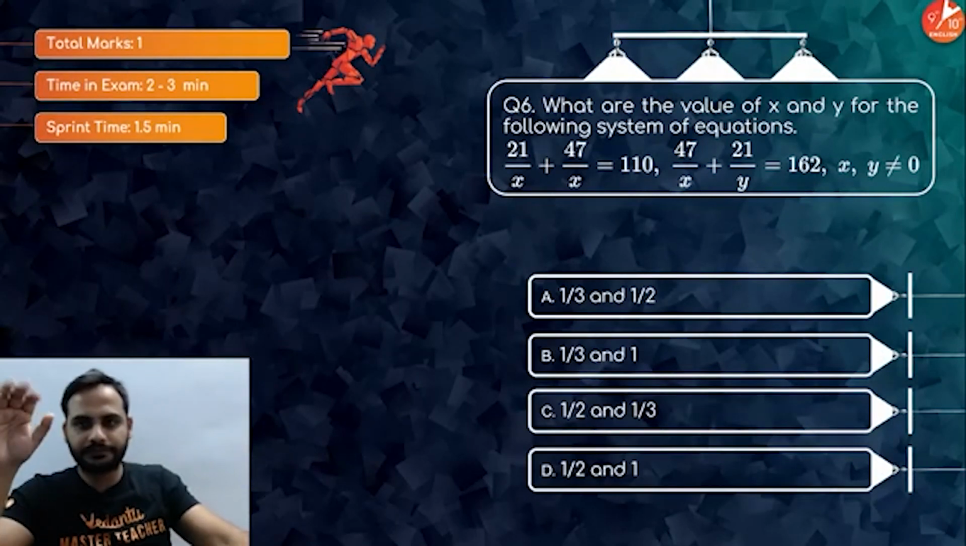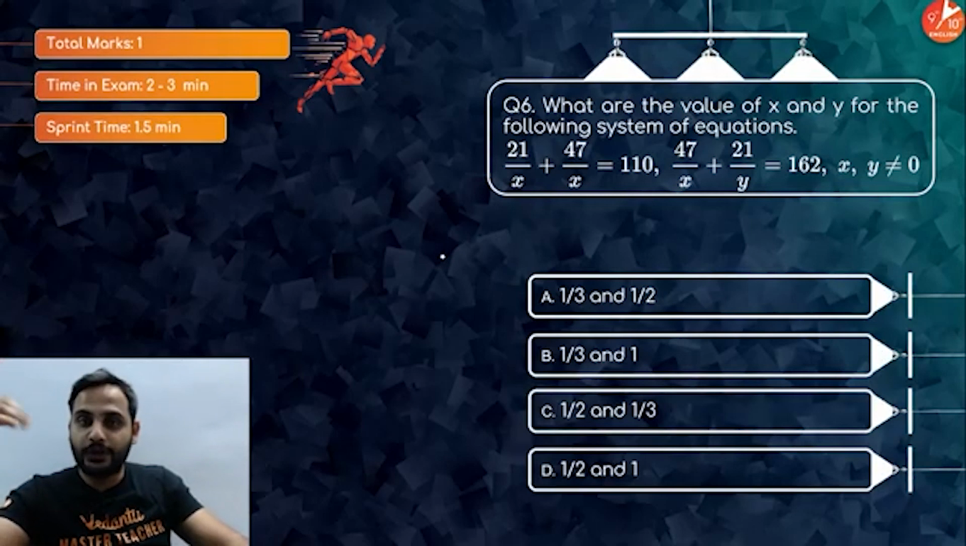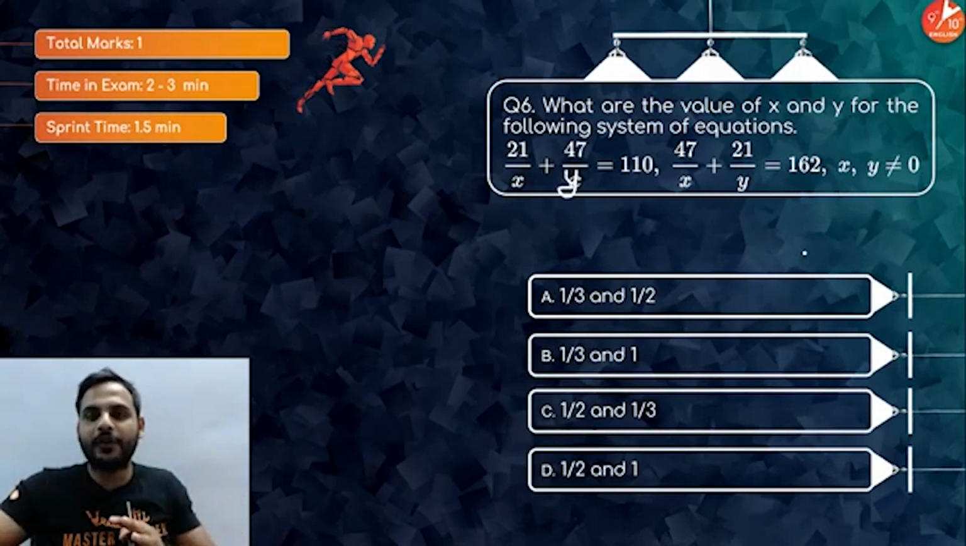Next question, look. Now this is that question: linear equations reducible to linear equations in two variable form. Now these are not linear equations because the variable is in the denominator: 21 upon x, 47 upon y, let's make it y. A variable in the denominator means the power of the variable is -1. So they are not linear but can be converted.